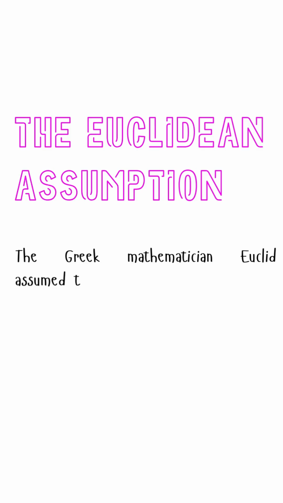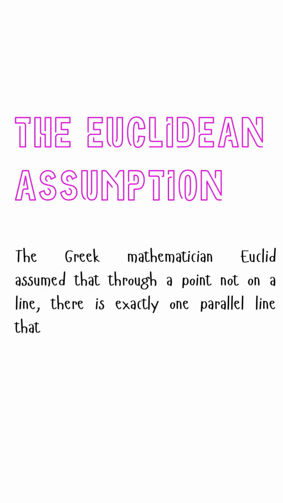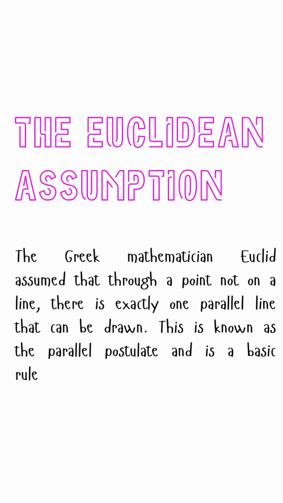What if one simple assumption could completely change the way we understand space and shapes? The Greek mathematician Euclid assumed that through a point not on a line, there is exactly one parallel line that can be drawn. This is known as the parallel postulate and is a basic rule in Euclidean geometry. What happens if it changes?